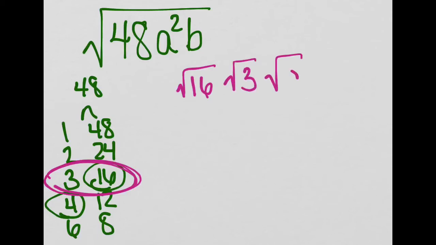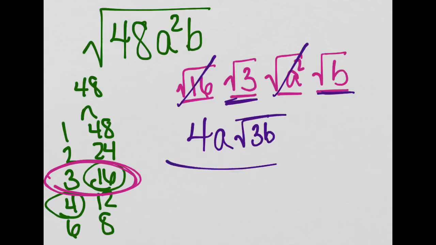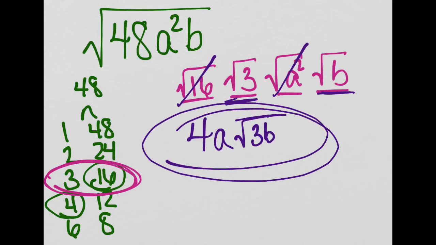And then I have the square root of a squared and the square root of b. And I'm going to go ahead and separate each individual thing. This is using that product property. With that, the square root of 16 is 4. A squared has a perfect square, so that is a. And then these two cannot be taken the square root of, so they remain within the radical symbol, and we put them back together, and there's our solution right there. 4a times the square root of 3b.